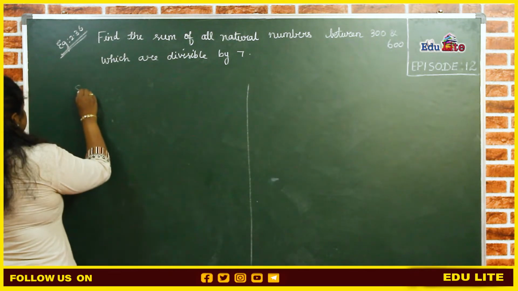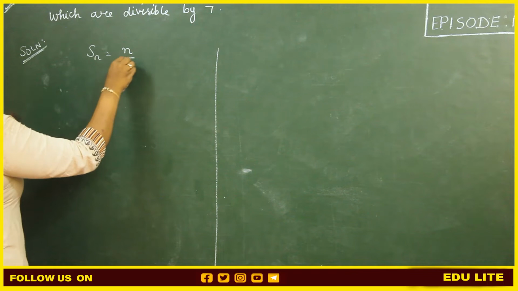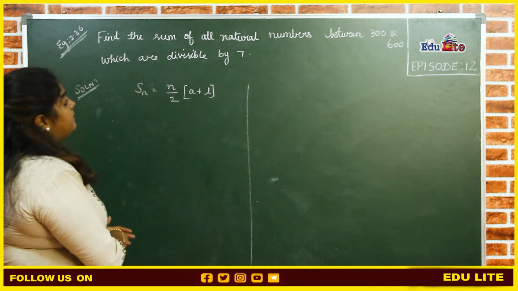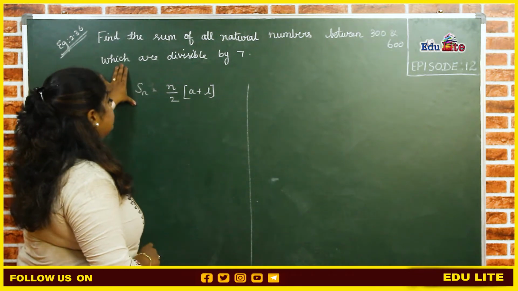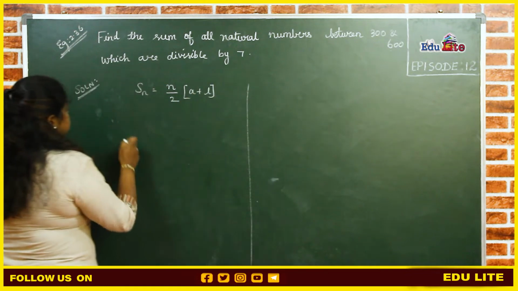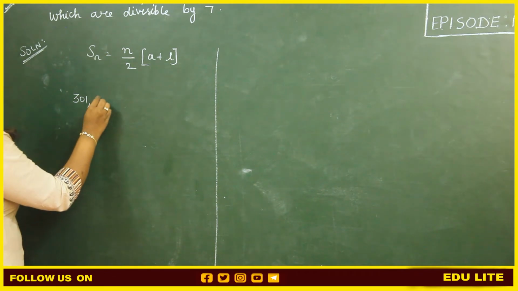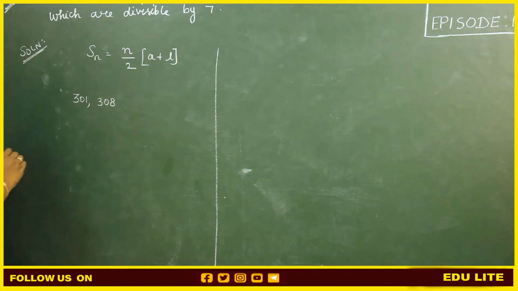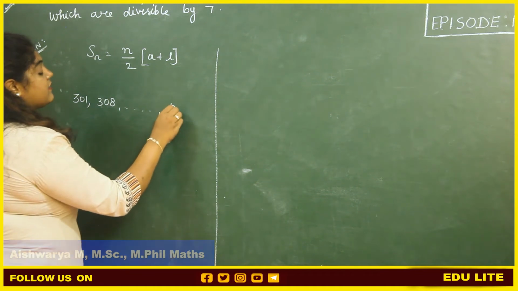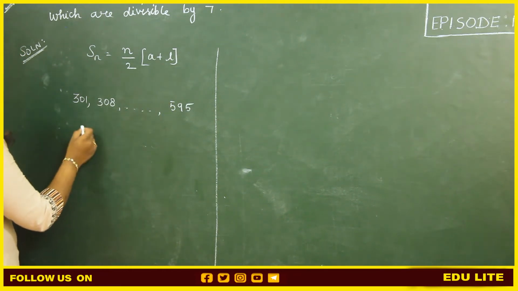Now what we have to do is find Sn, for which the formula is n by 2 into a plus l. Now we have to consider the series by using the hint given. We consider the numbers between 300 and 600 which are divisible by 7. So 301 is divisible by 7, so 301 is included. 302, 303 and the others are not included. 308 is included because it is divisible by 7. Similarly, if we go in the same pattern, the last number within 600 is 595, which is divisible by 7.